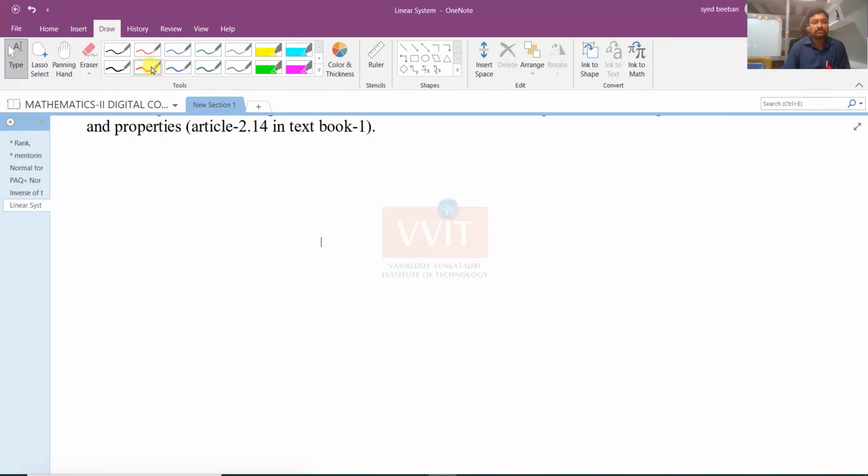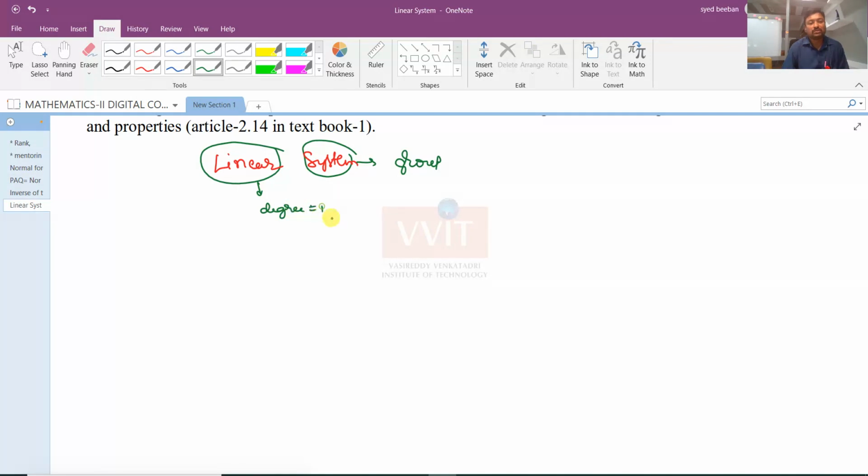Generally, a linear system is nothing but: system means simply a group of something, and linear means here degree 1. So here, a linear system means a group of equations whose degree is at most 1. So let me write down those sample equations here.